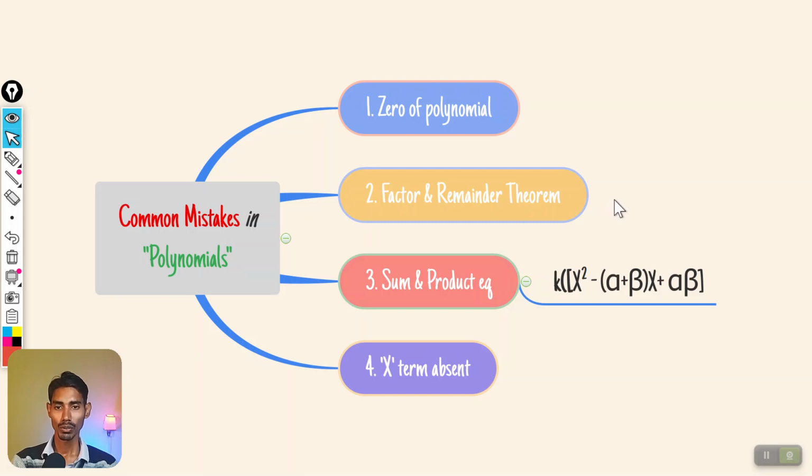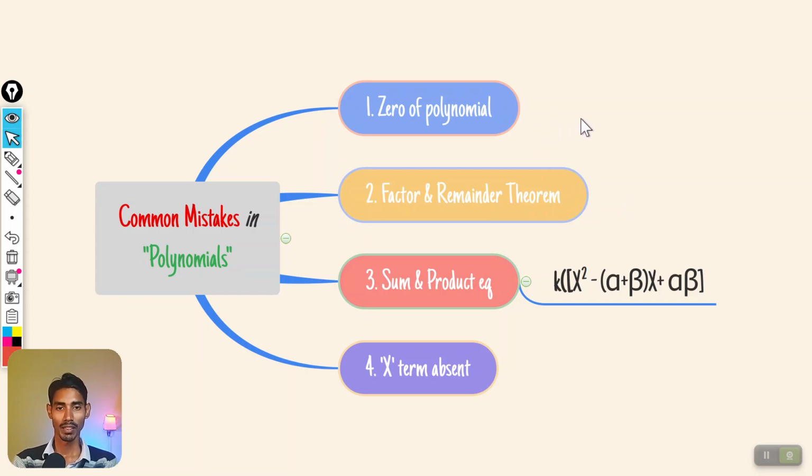Hi, I wanted to share some of the common mistakes I have seen students making in the chapter Polynomials while checking their papers from the past 10 years. Let's start. First one is the meaning of zero of a polynomial.